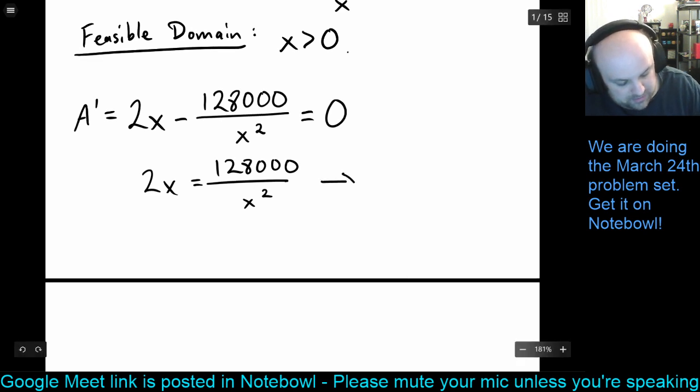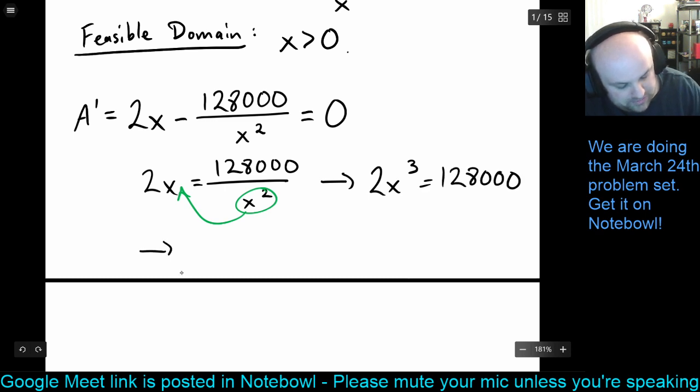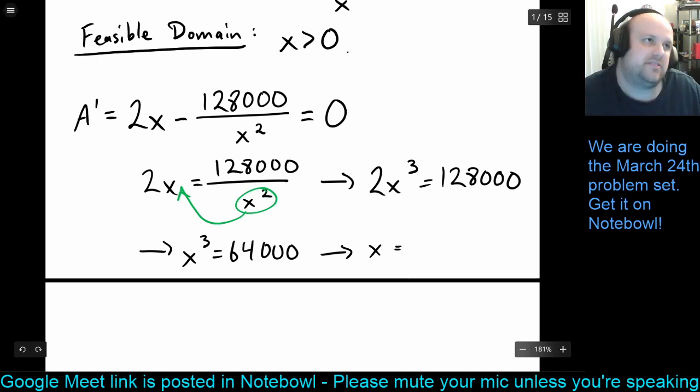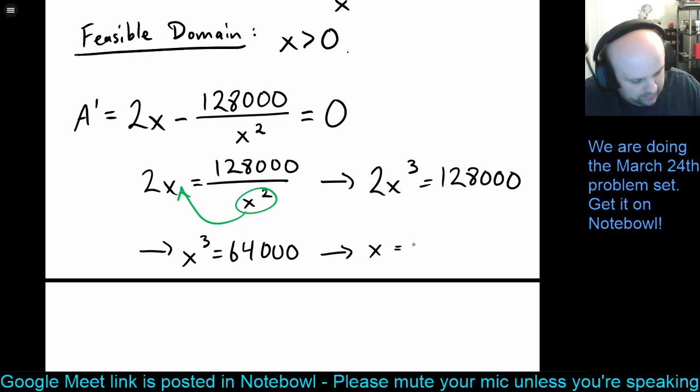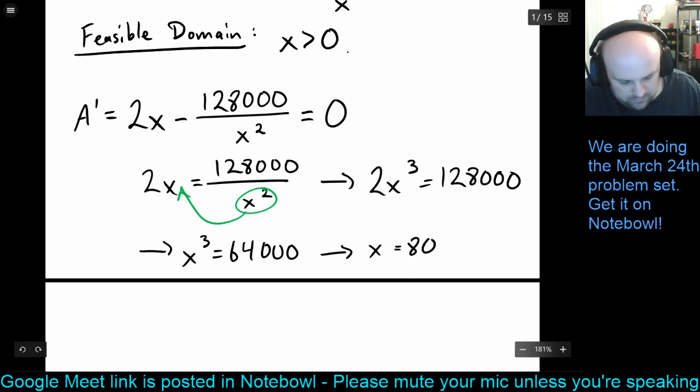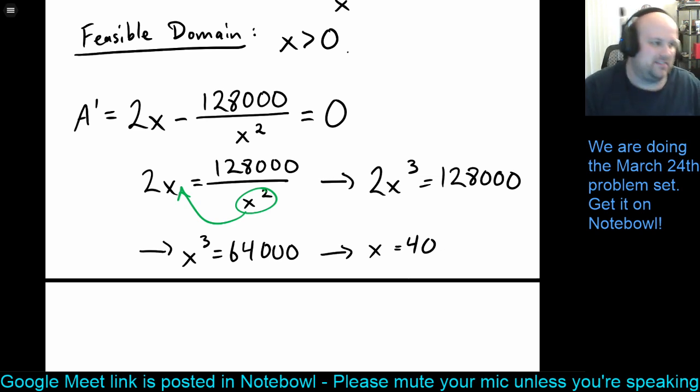So multiply this x squared up here. We're going to have 2x cubed is 128,000, which means that x cubed has to be 64,000. And if I can do arithmetic correctly, the cube root should be 40. 4 times 4 is 16, times 4 is 64. Okay. Yeah, so x is 40.